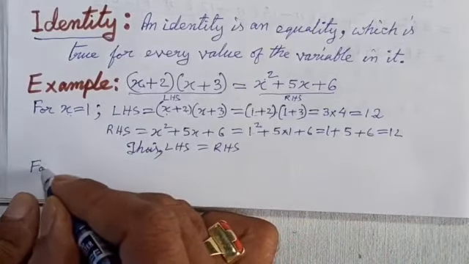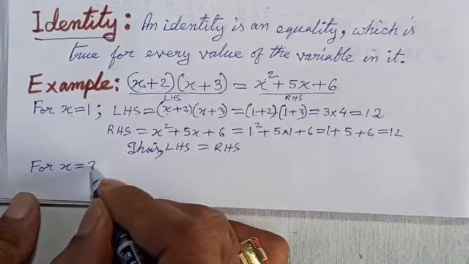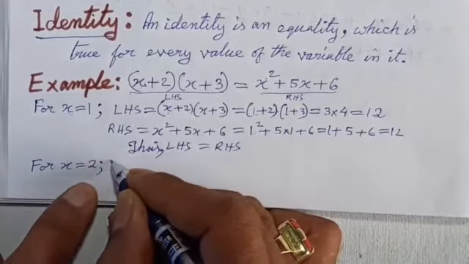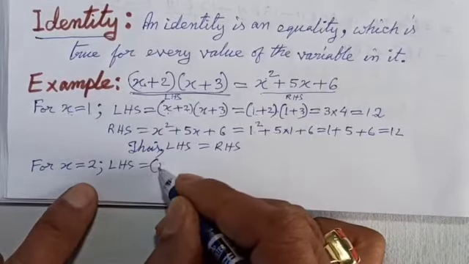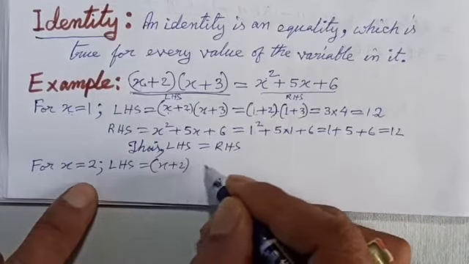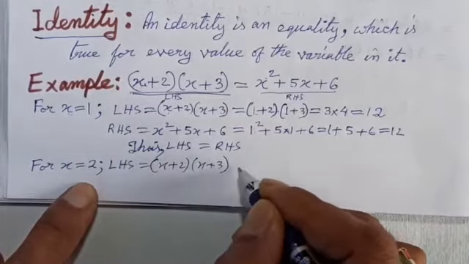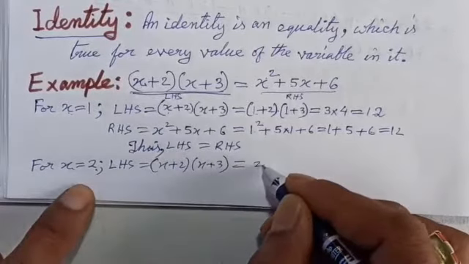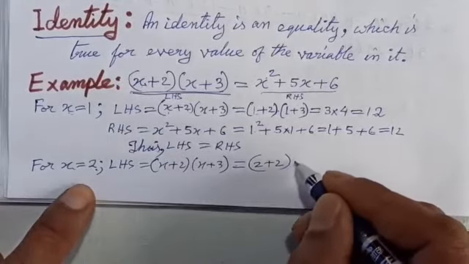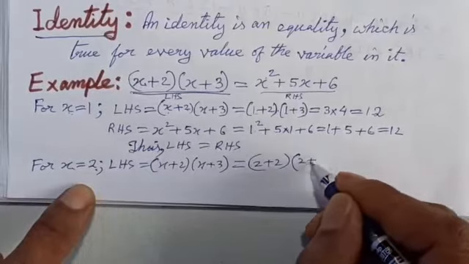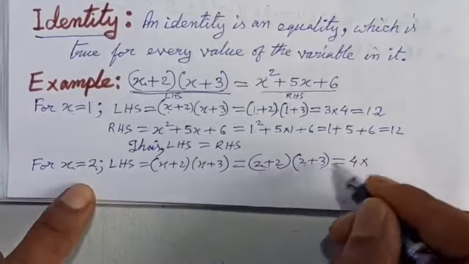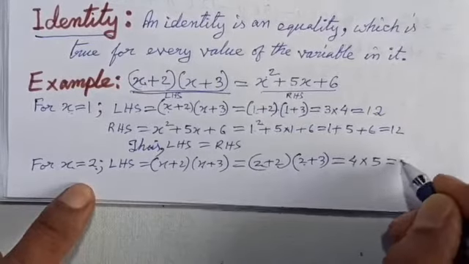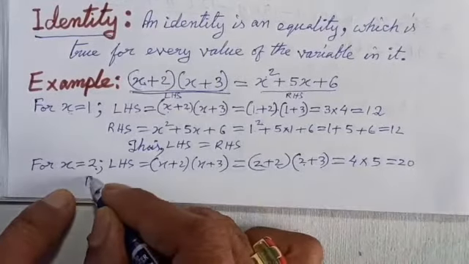Again, let's take x equal to 2 and let's find out left hand side and right hand side. Left hand side is equal to (x plus 2)(x plus 3). X is now 2, so 2 plus 2. Then x is 2, 2 plus 3. 2 plus 2 is 4 into 2 plus 3 is 5. 5 fours are 20. We get 20. Now let's find out right hand side.